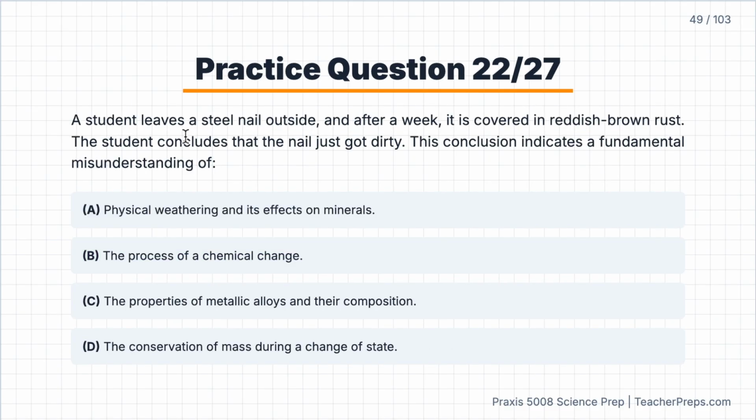Let's keep this going. Question 22 reads, a student leaves a steel nail outside, and after a week, it is covered in reddish brown rust. The student concludes that the nail just got dirty. This conclusion indicates a fundamental misunderstanding of A, B, C, or D.